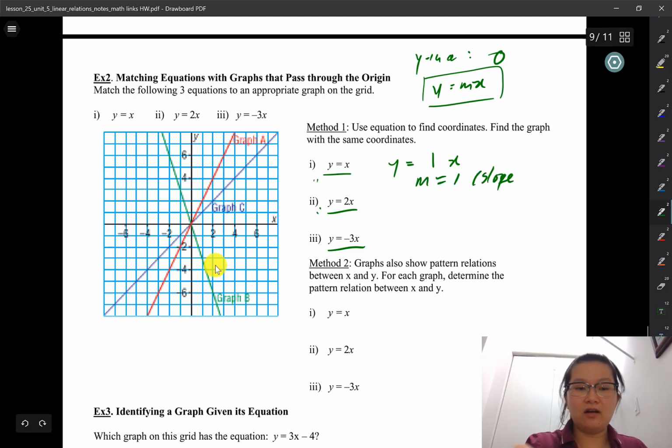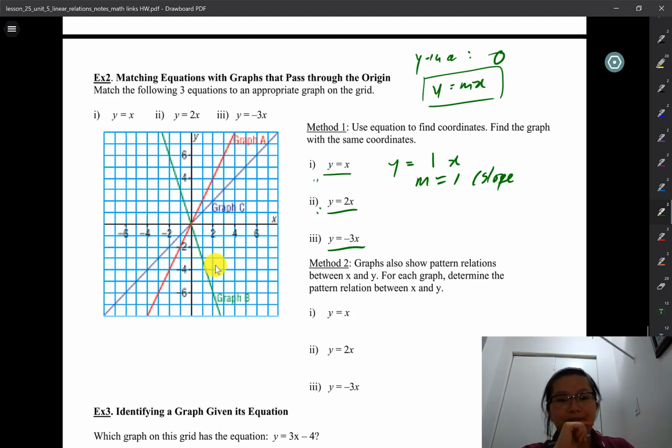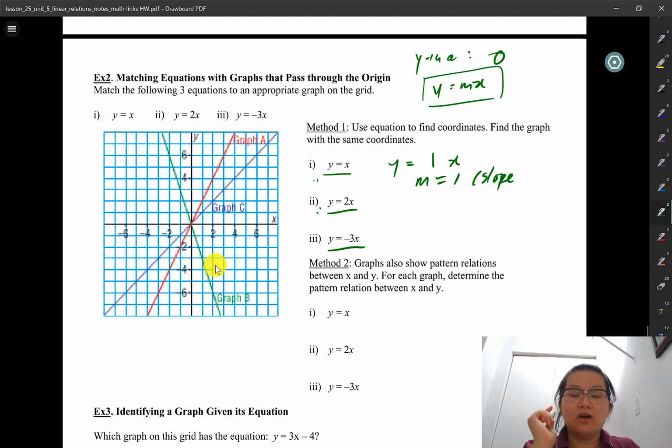So if we take a look at all of our graphs, the only graph that has a slope of 1 is graph C. It goes over by 1, up by 1, over by 1, up by 1. So that's a constant rate of one, a slope of 1. So by default, we know this is graph C, okay?